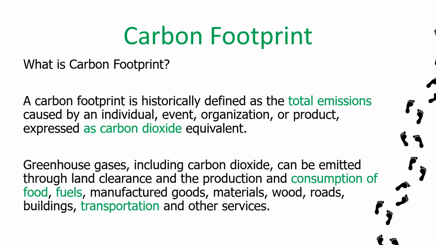Greenhouse gases, including CO2, can be emitted through land clearance and the production and consumption of food, fuels, manufactured goods, materials, wood, roads, buildings, transportation and other services. So what we're saying there is that greenhouse gases can be released into the atmosphere even by creating foods, eating foods, sourcing fuels, burning fuels, anything like that, all contribute to our carbon footprint.